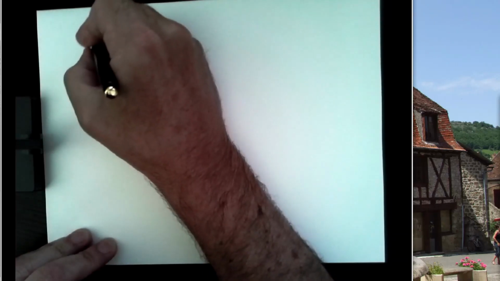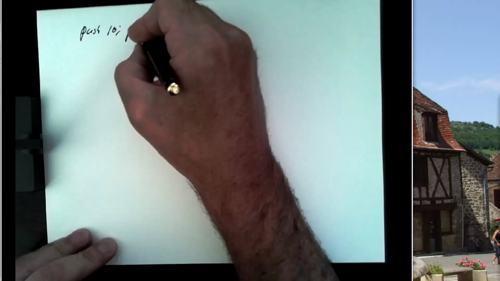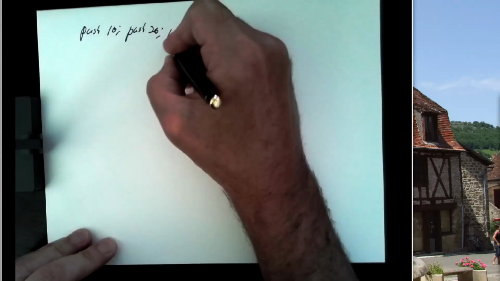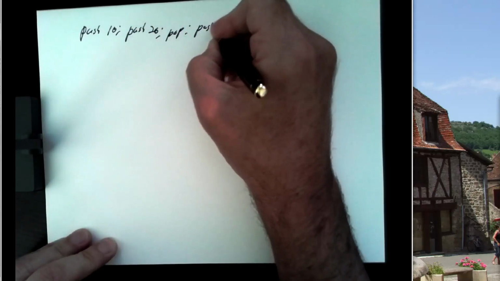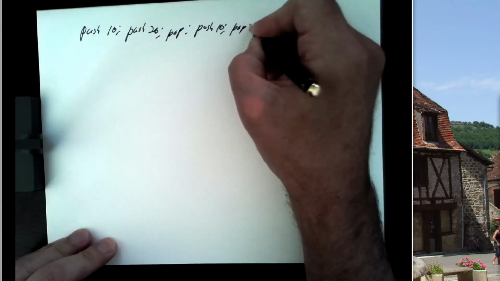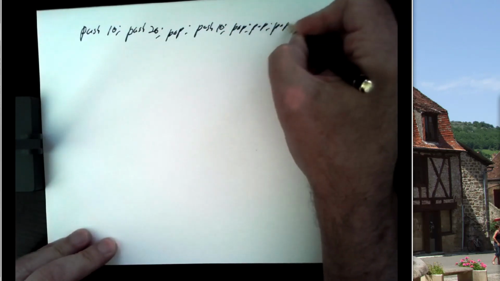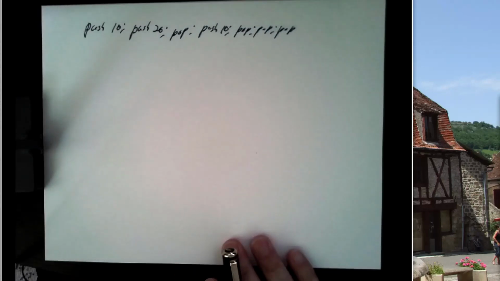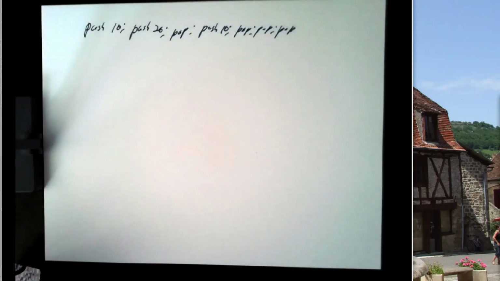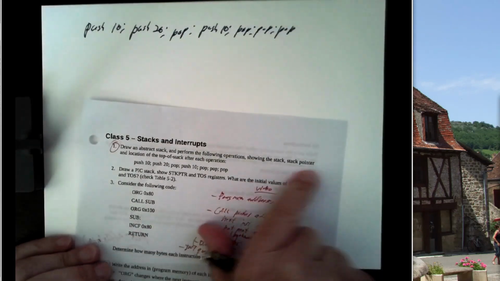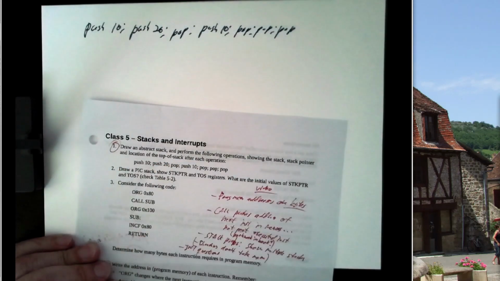So, question 1 wanted you to draw a stack and perform some pushes and pops. It wanted you to do push 10, and then a push 20, and then a pop, and a push 10, and then 3 pops. And it said to use an abstract stack, but you can use the stack that we're learning about for the PIC processor. My main comment here is that the question actually said, show the stack pointer, and the location of top of stack after each instruction.